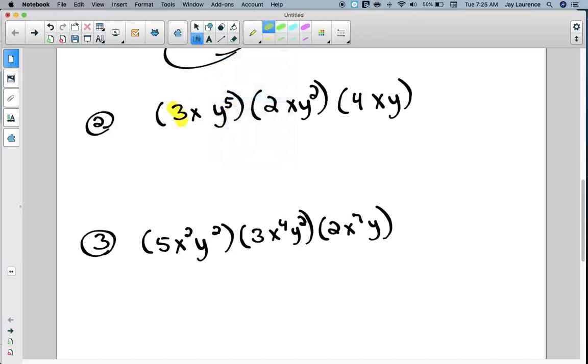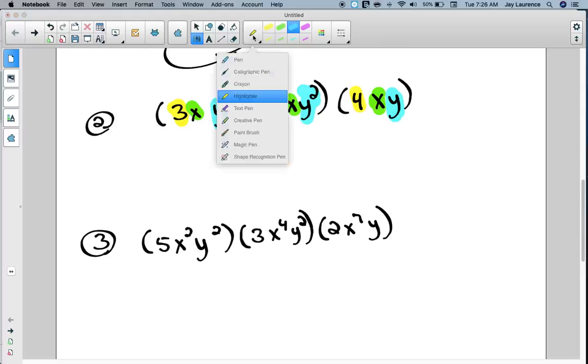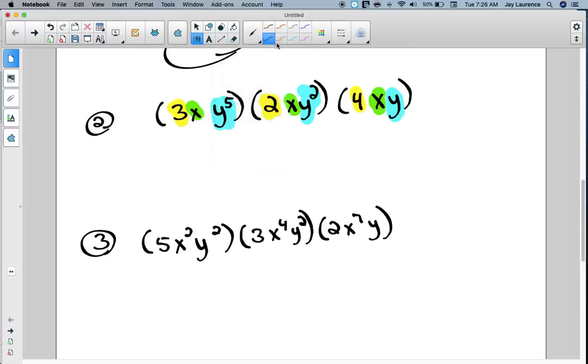All right, I'm getting the highlighters out. Here we go. Coefficients are going to be yellow. My x's will be green. And my y's are going to be this light blue color here. Okay, so now I'm going to do my yellow ones, and I'm going to say the multiplication.